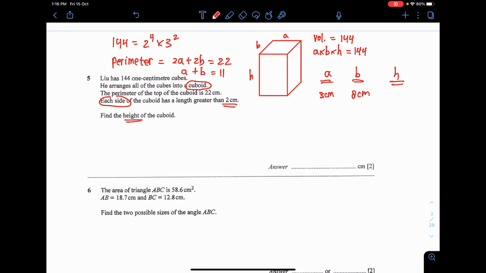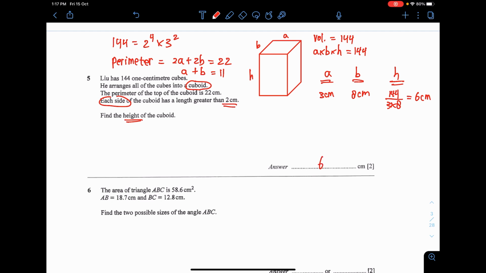Now, in that case, how about the H? The H must be 144 divided by 3 times 8. I mean, it must match each other. So let's try this. That will give me 6 centimeters. And you know what? I think this is the perfect answer. The height should be 6 centimeters.